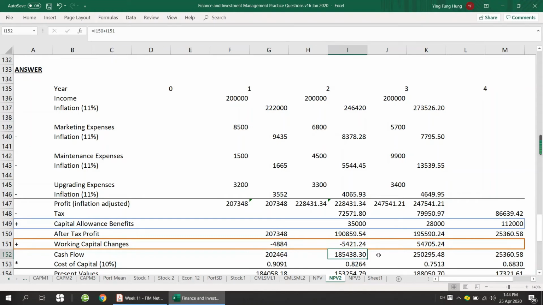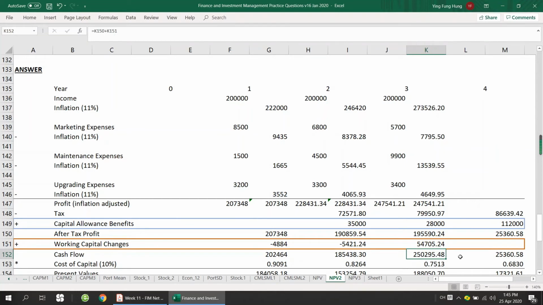Similarly, for the cash flow in year 2, we take the after-tax profit of 190.85954 thousand and we add the negative figure from the working capital changes of 5.42124 thousand. Then this will give us a cash flow of 185.4383 thousand for the cash flow in year 2.